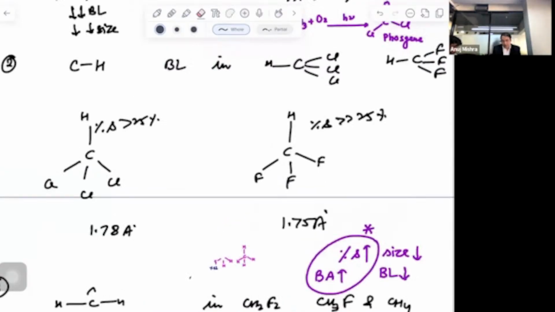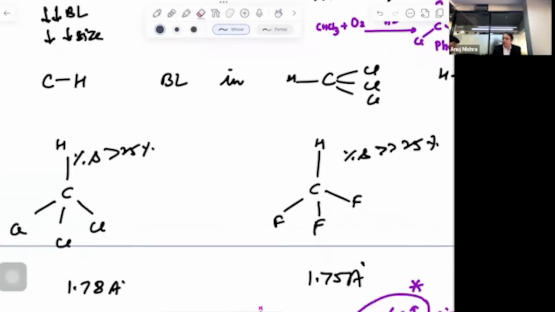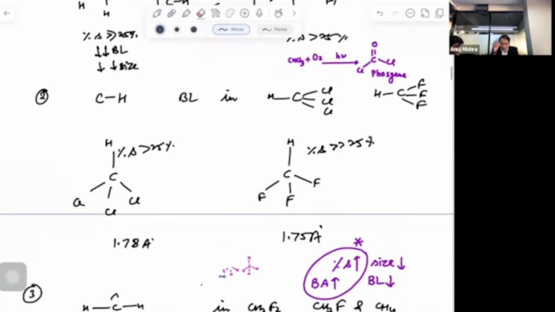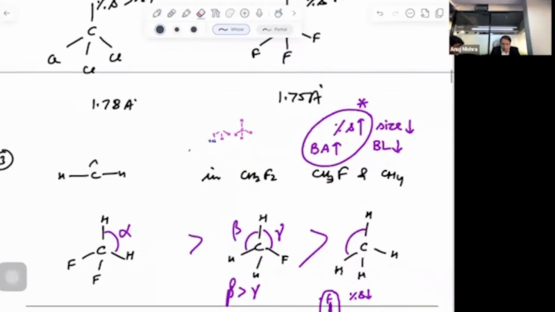And what change are we trying to observe? See, if you just observe this change, it's not a very big change. 1.75, 1.78 angstrom, a 0.03 angstrom difference you can even ignore. You could say all bonds are equal, but that doesn't make sense. So similarly, in this case also your answer is: CH2F2 will be higher than CH3F and then CH4. Is it clear, Sanjita? Shyam, is it clear?